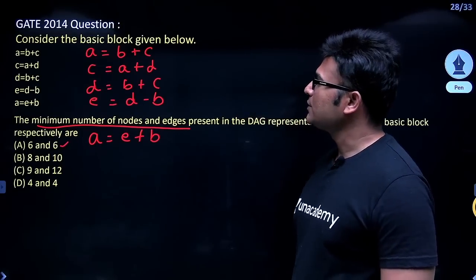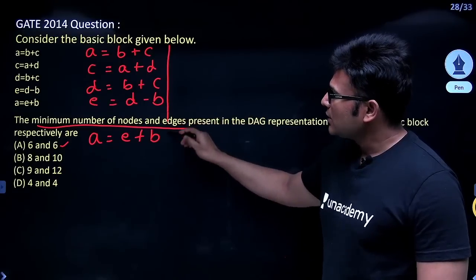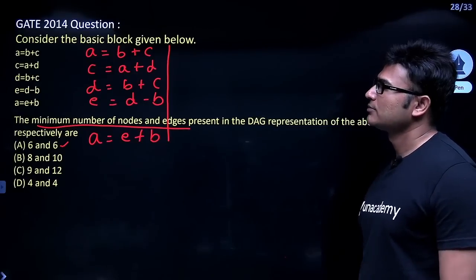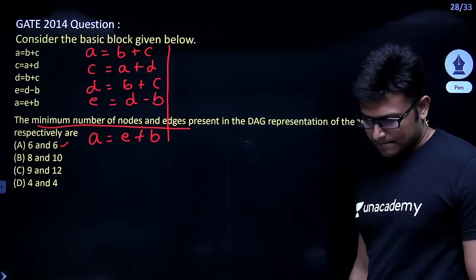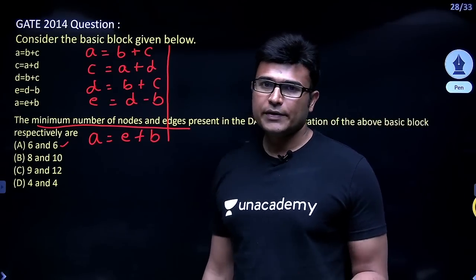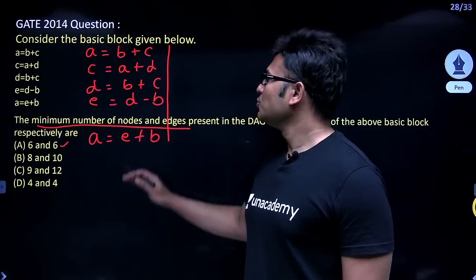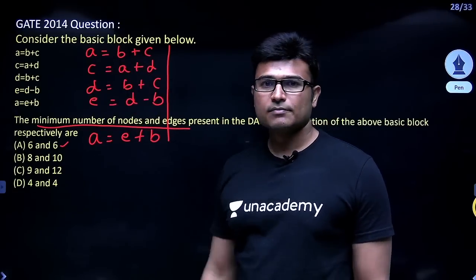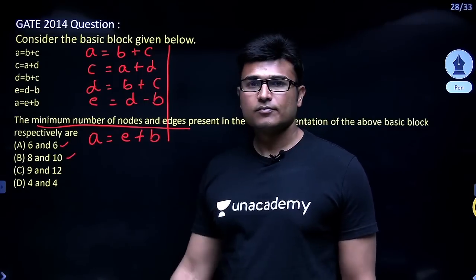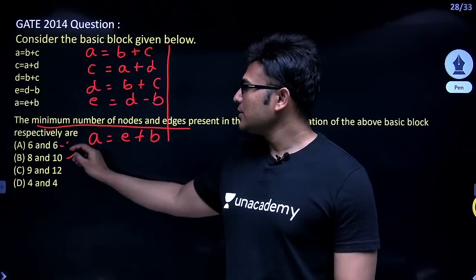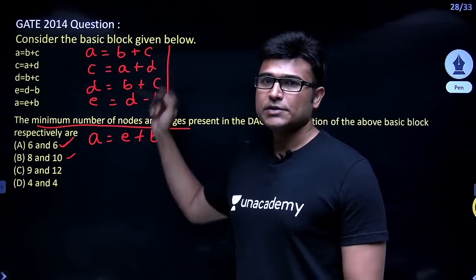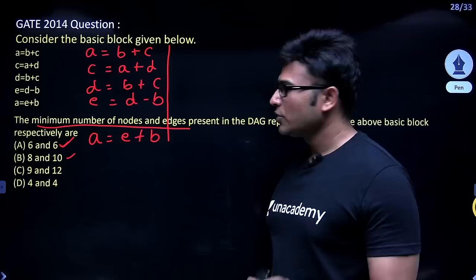What they have done is they have taken the instructions and simplified them further, so that is not given in the question. They should not have done it, but I'll tell you both the methods. You take the instructions as they are and convert them into a DAG, then you are going to get option B. But the key is given as 6 and 6. What they have done is simplify the instructions, which should not have been done.